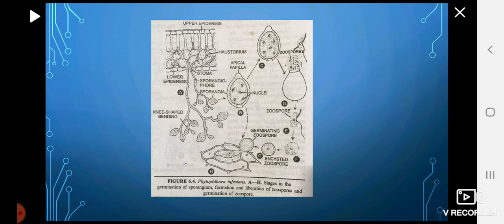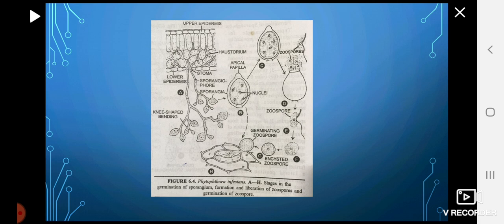The apical papilla may form a vesicle, and in this way, the zoospores are released when the papilla bursts open. And the zoospores are kidney-shaped, uninucleate, and biflagellate. They have two flagella. One of them is tinsel-shaped, and the other is whiplash type.